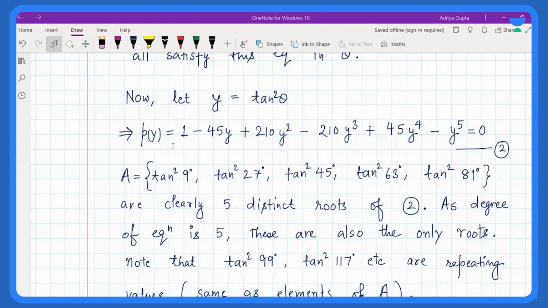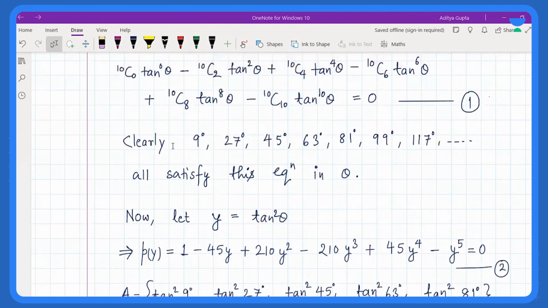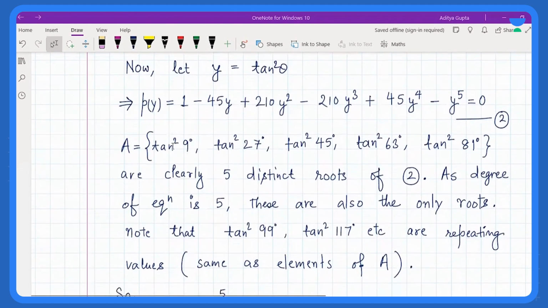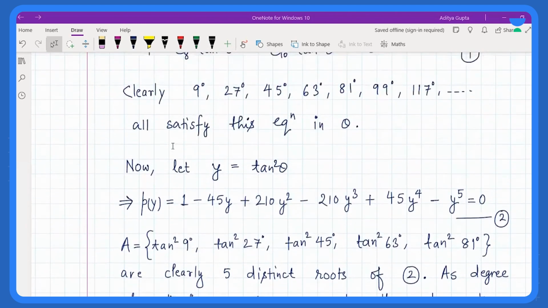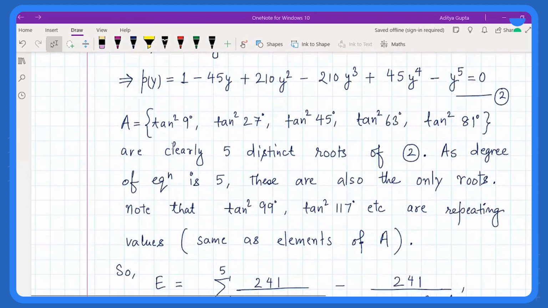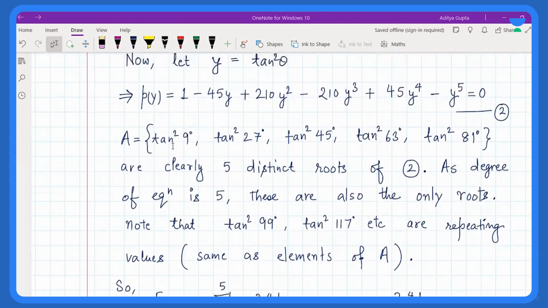One thing you might ask is, but there were many values of theta, like after 81 degree also we had 99 degree, 117 degree, etc. So where are those values gone? What about tan square 99 degree? What about tan square 117 degree? So the thing is that these values start repeating.